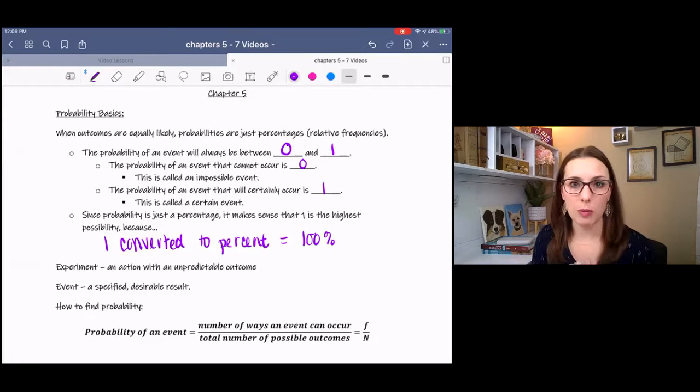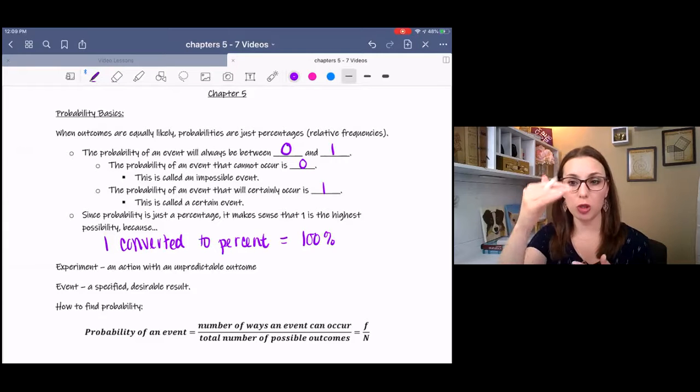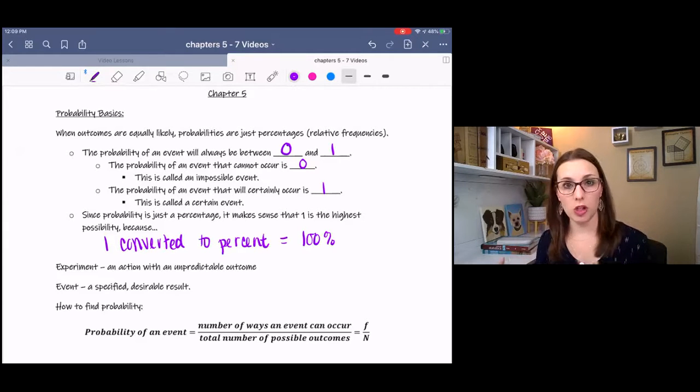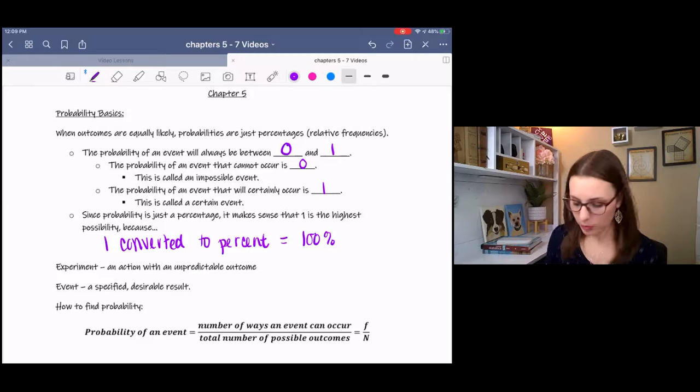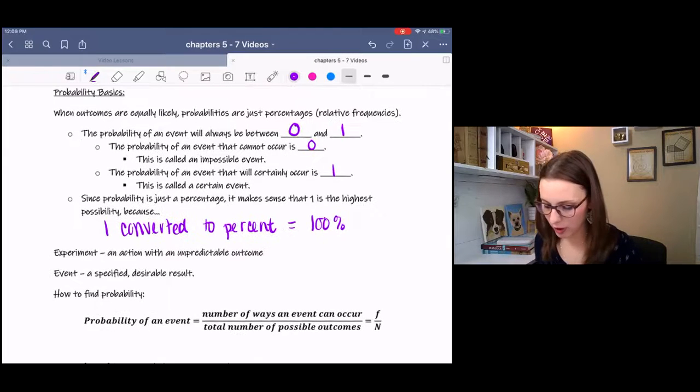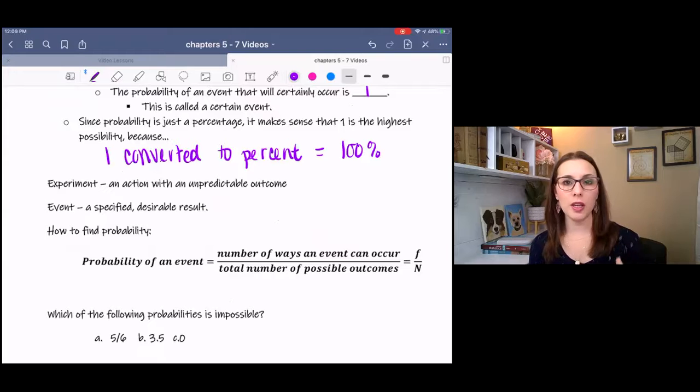In the relative frequency table, when we added up all of the relative frequencies, they should add up to 1, which converted to 100%, because if we're adding up all the observations, then they're representing all of the data, and that's 100. So an experiment is an action with an unpredictable outcome. So if we're running an experiment, we're trying to figure out what's going to happen. Just like in science, you're doing an experiment because you're not sure what the outcome will be. And then the event is a specified desired result.